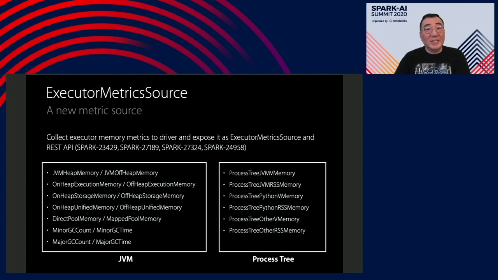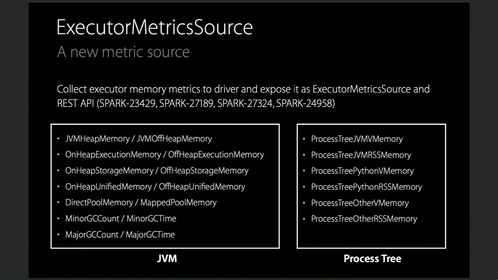Spark 3 adds Executor MetricsSource. This is a new metric source providing a rich set of executor memory metrics. Not only JVM memory, but also the whole process tree, including Python daemon and other processes, are collected and categorized. The left box shows JVM metrics, and the right box shows process tree metrics. These metrics are collected from every executor to the Spark driver by the heartbeat reporting.